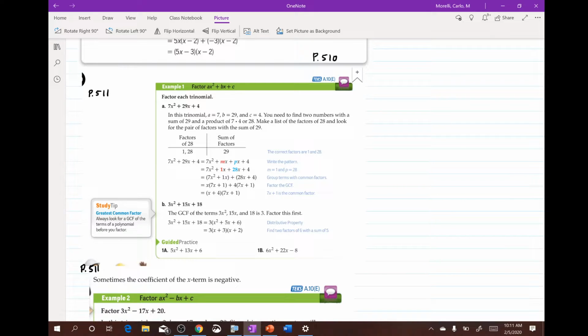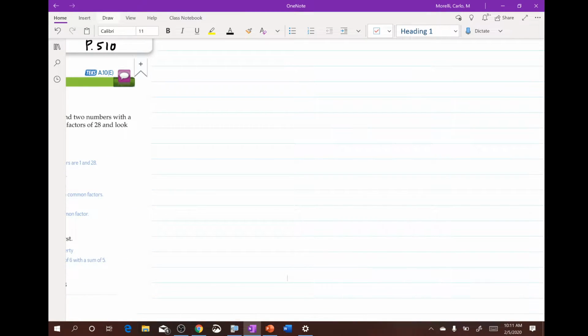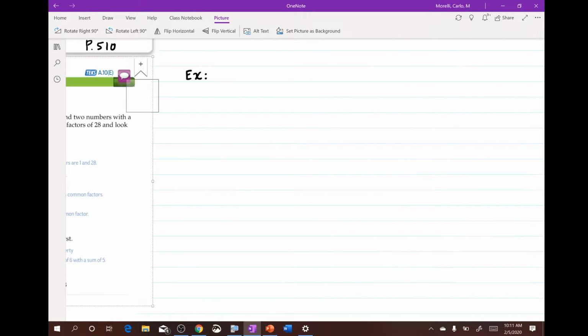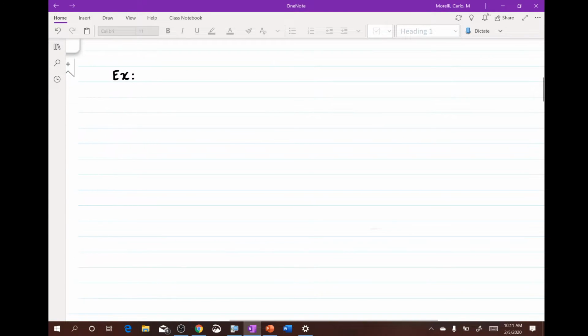Let's take 7x squared plus 29x plus 4. Let me just go over here. So this was our example. And what page did this come from? 510? What are you doing, bro? This is the example from page. Okay, I see what's going to happen. We go and play. The example from page. What page? Somebody wrote it down, I know they did. 510. Thanks.